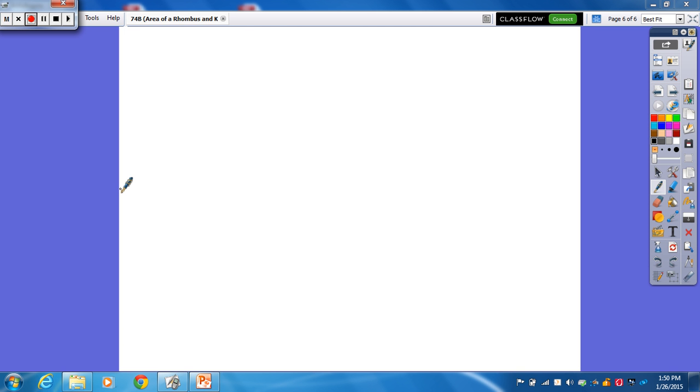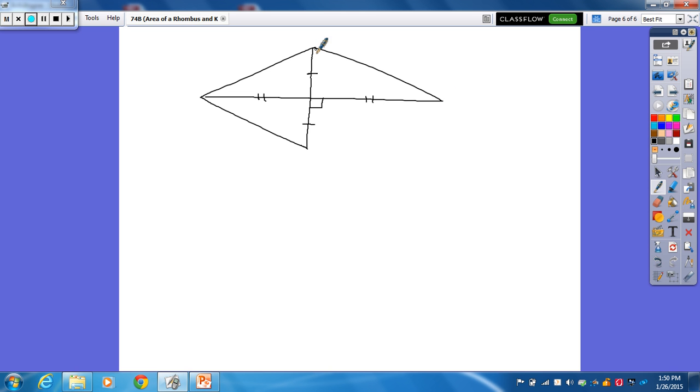Starting with the area of a rhombus, what I'd like you to do on your piece of paper is to go ahead and draw a rhombus. What I like to do when I'm drawing a rhombus is draw two perpendicular lines that bisect each other, because I know that's what the diagonals do within the rhombus. And I'm going to connect them. This is the rhombus, and it has all sides that are congruent.